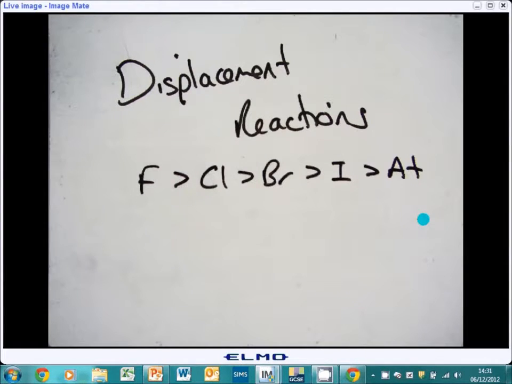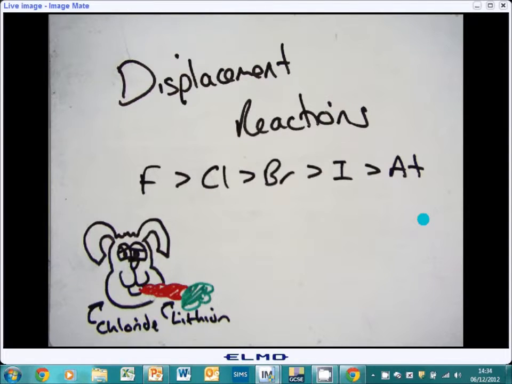The last bit you need to know is about displacement reactions. This is where a more reactive halide will swap places, displace a less reactive halide. So for example, if I had lithium chloride, in this case the carrot, before you criticise my artwork, is lithium, and chloride is my fantastically drawn rabbit.